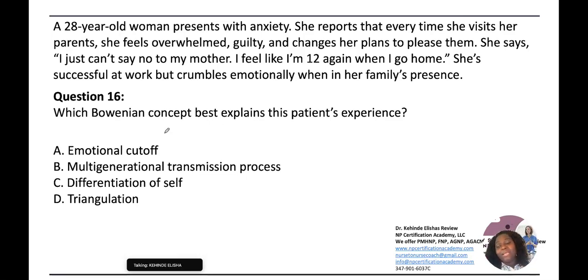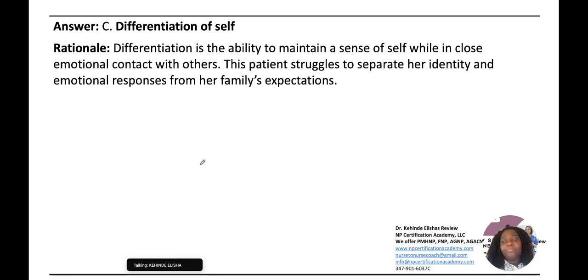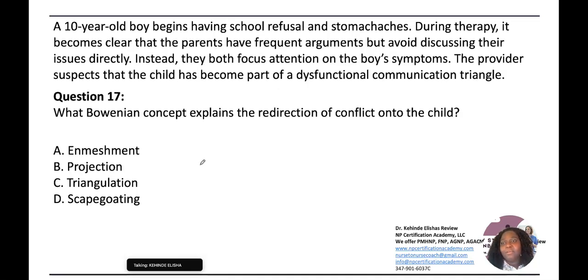All right, we know the final answer is going to be differentiation of self. Differentiation is the ability to maintain a sense of self while in close emotional contact with others. Now, this patient struggles to separate our identity and emotional responses from our family's expectations. The next question. A 10-year-old boy begins having school refusal and stomach aches.